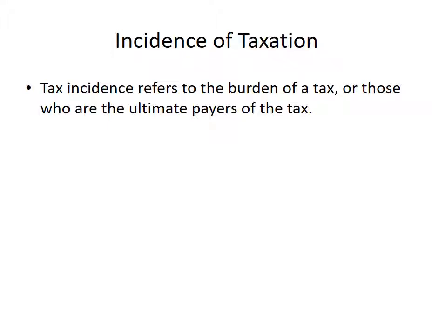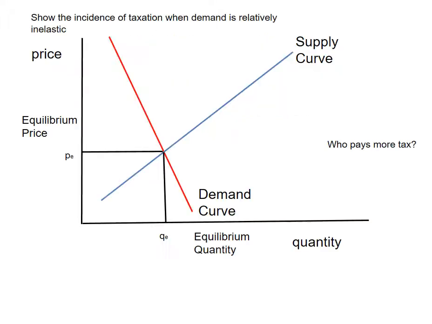So the incidence of taxation. This refers to the burden of a tax or those who are the ultimate payers of the tax. So let's impose a tax again, and we are looking where demand is relatively inelastic. So we're putting the tax here, S with tax. Looking at the new box, bringing it down and across.